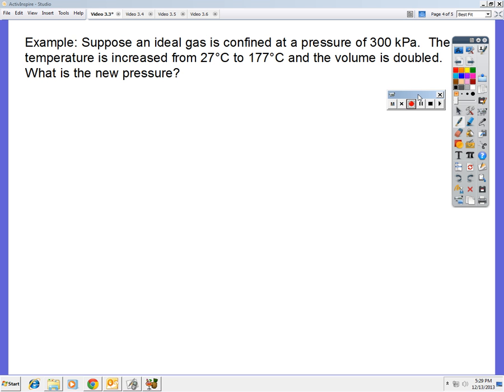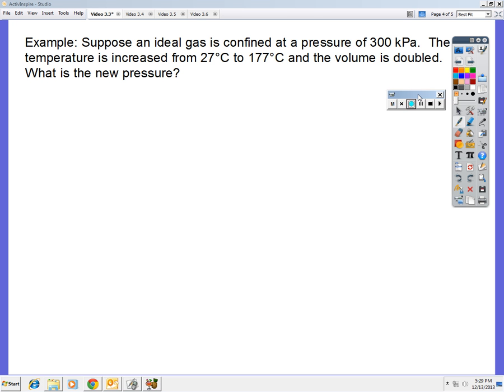Now let's say we've got an ideal gas. It's confined, that means it's in a container, and that means the number of molecules isn't going to change, they can't escape. It's at a pressure of 300 kilopascals. The temperature is increased from 27 degrees Celsius to 177 degrees Celsius. At the same time, the volume is doubled. The question is, what is the new pressure?